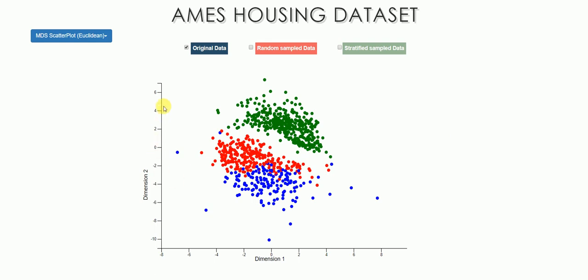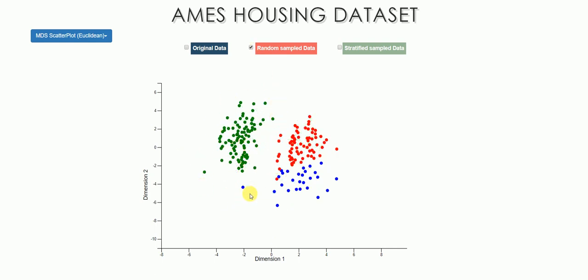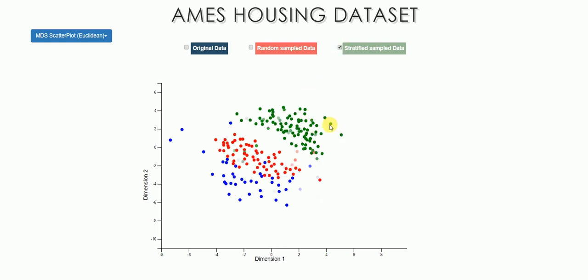So if we look at our MDS scatter plot, we'll see that the clusters are still maintained. However, they are a bit closer than they were in PCA. If you look at the random sample data, again we will see the clusters are maintained, but yes, their positions have changed. A similar thing can be seen in the stratified sample data.